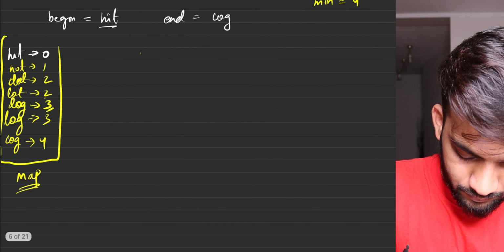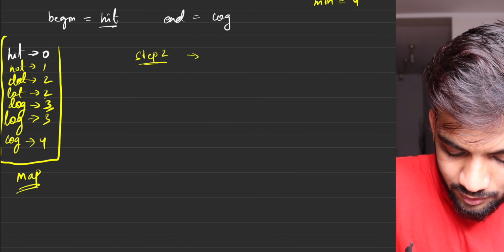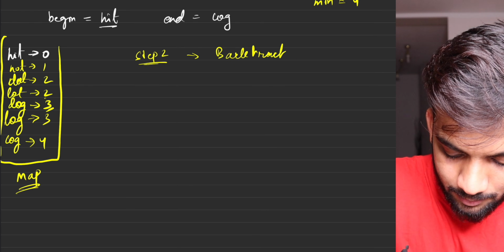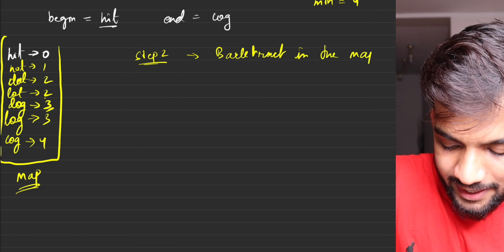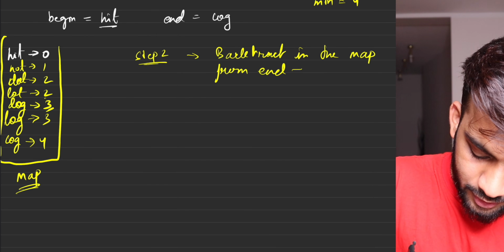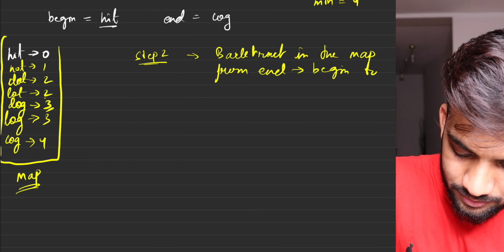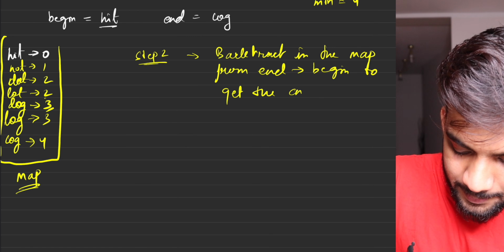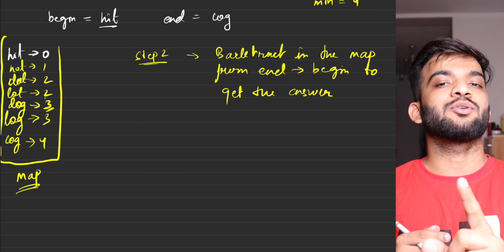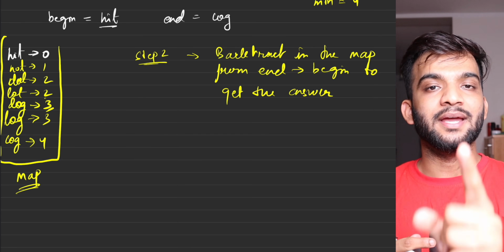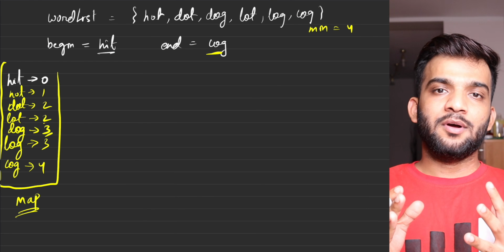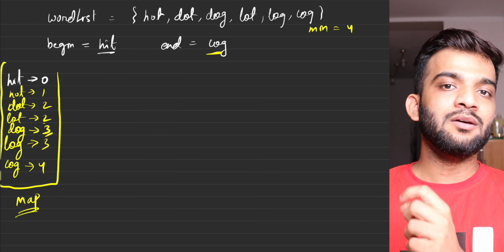Now step 2. Backtrack. I repeat, backtrack in the map, from end to begin, to get the answer. Now you might be thinking, but Trevor, why from end to begin? I'll give you that explanation, but you first need to understand the algorithm. I'll give you the reason why end to begin right at the end. But before that, you need to understand the explanation in depth.